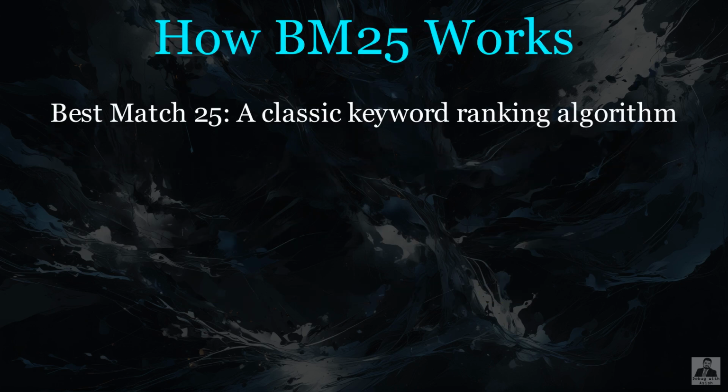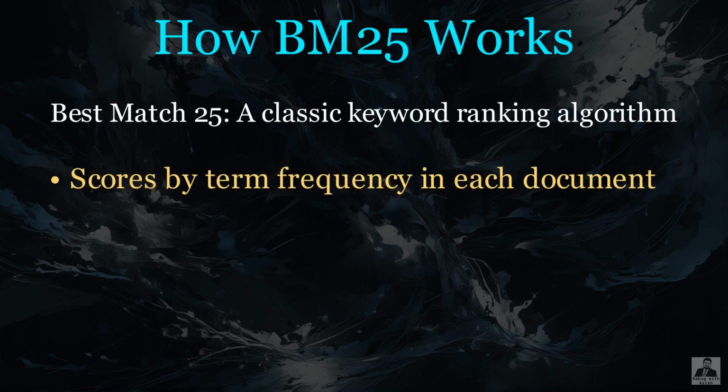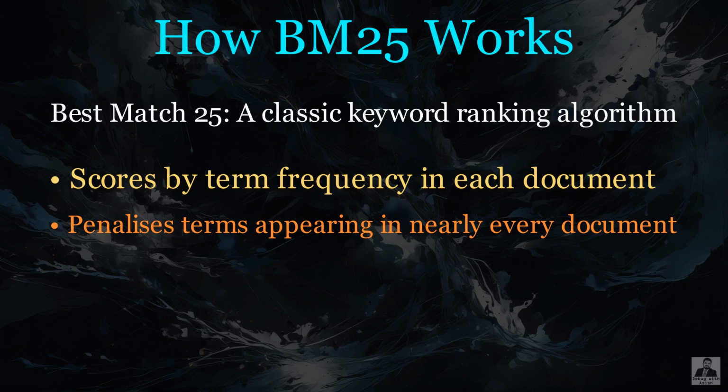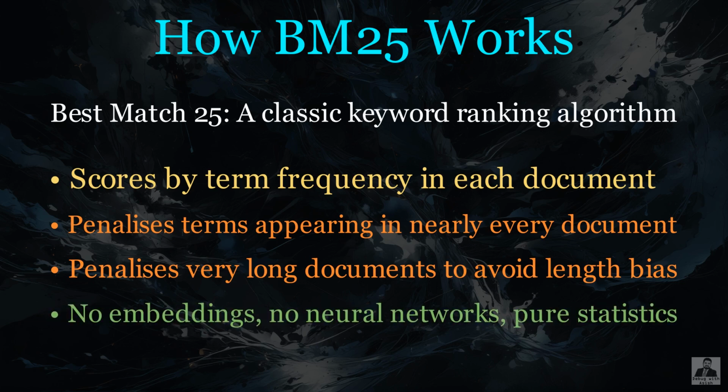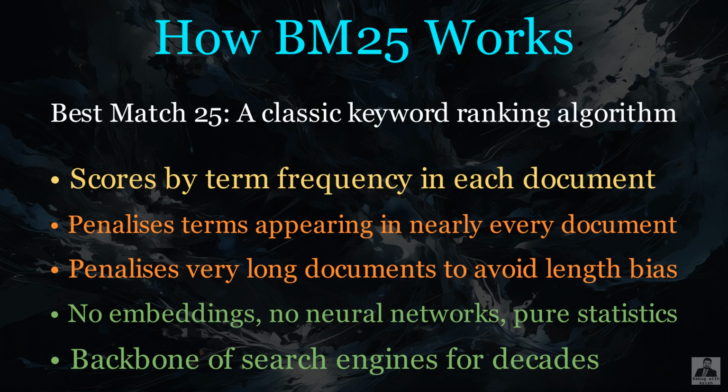BM25 is the most widely used keyword ranking algorithm. It scores each document based on how often the query terms appear in it, but it applies two corrections. First, it penalizes terms that appear in nearly every document because common words carry less information. Second, it penalizes very long documents to avoid them dominating just because they contain more words. No embeddings, no neural network, just fast statistics. It has been the backbone of search engines for decades.